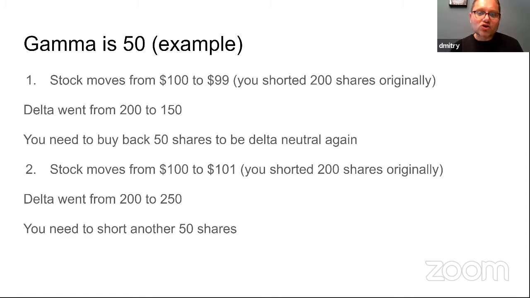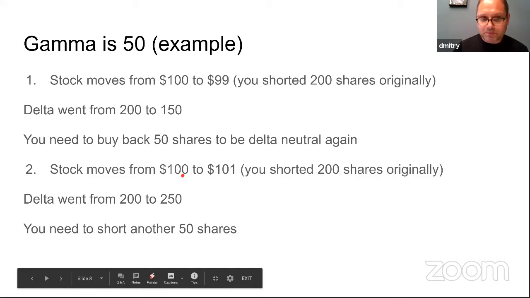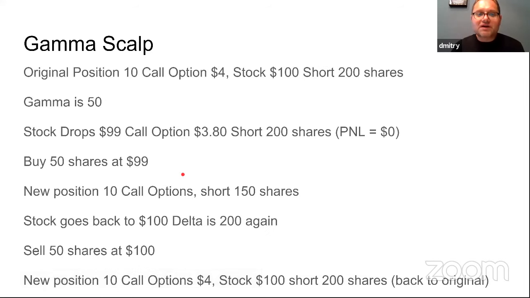So let's see how it looks now from a gamma scalping perspective. Now look, there are a lot of different variations and paths that the stock can travel. I'm just going to show you a simple one so you can picture it in your mind from a simple perspective. So how do we scalp that, right?